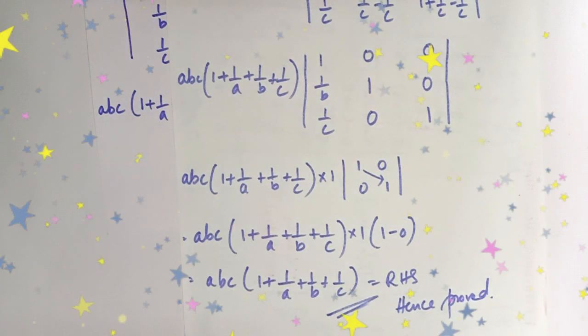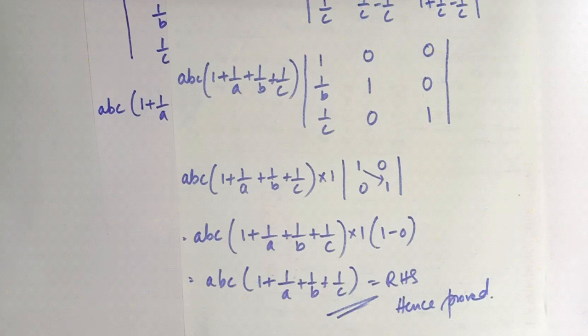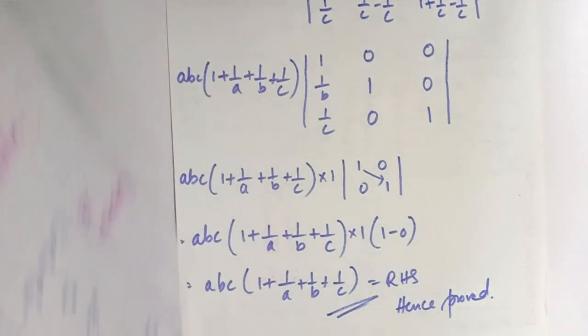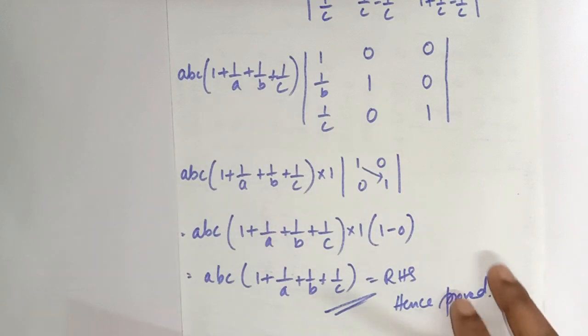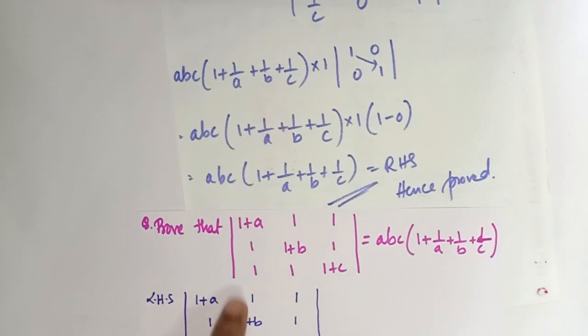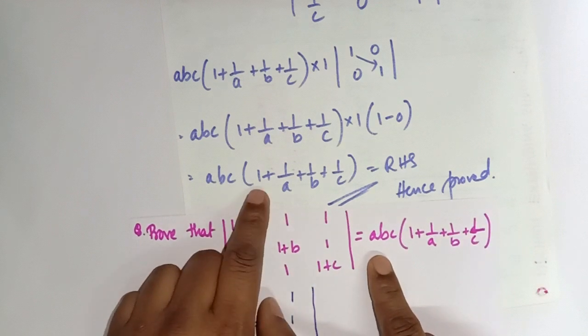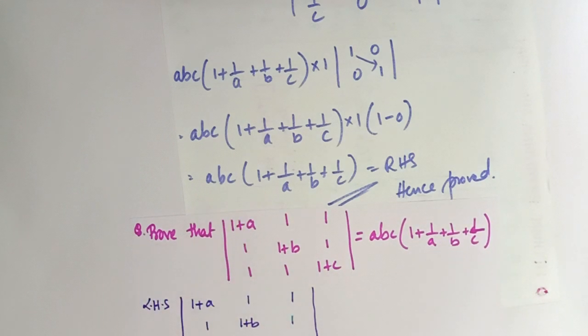Hope you all got it. So this is my final answer, and this is one of the very important questions. So you can see our question here. I proved that the determinant equals ABC times 1 plus 1 by A plus 1 by B plus 1 by C. So thus we got the final answer.